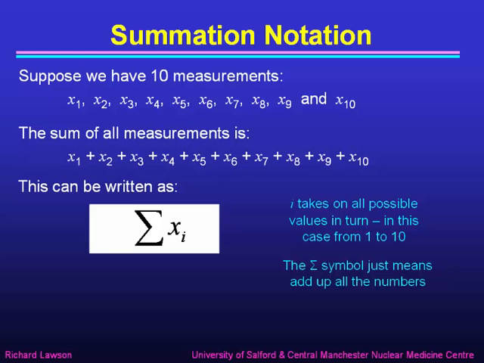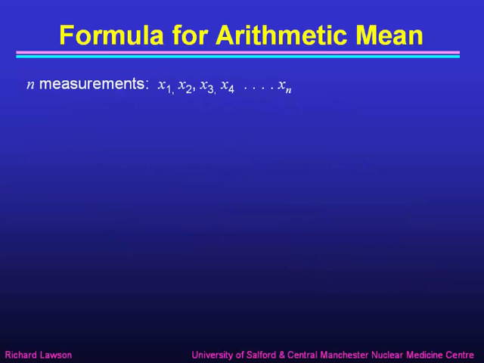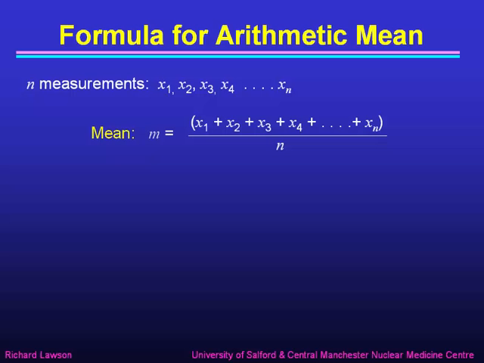So using that notation we should be able to translate our recipe into a formula. Here's the formula for the arithmetic mean. If we've got n measurements, x1, x2, x3, x4 all the way up to xn, then the mean is the sum of all those measurements, x1 plus x2 plus x3 all the way up to plus xn, divided by the number of measurements, n. And we'll call that m for the mean.